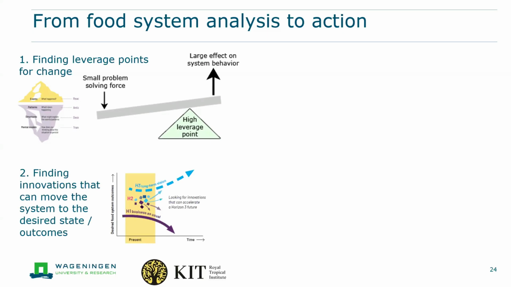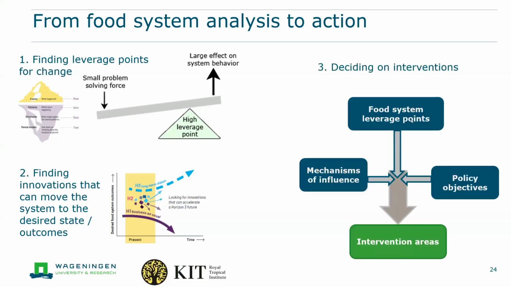I think it's also about finding innovations that are already happening that you can further accelerate to move the system in the right direction. And the third point is using not only the leverage points and these mechanisms of influence, but also, in the context of some broader policy objectives, to select these intervention areas. So there are a few components that have to come together in order to decide what action or intervention I can take based on the information that we have gathered in the systems analysis.